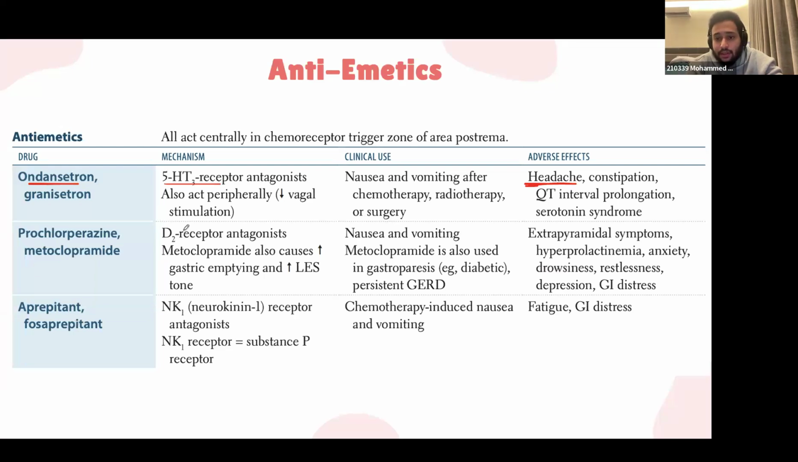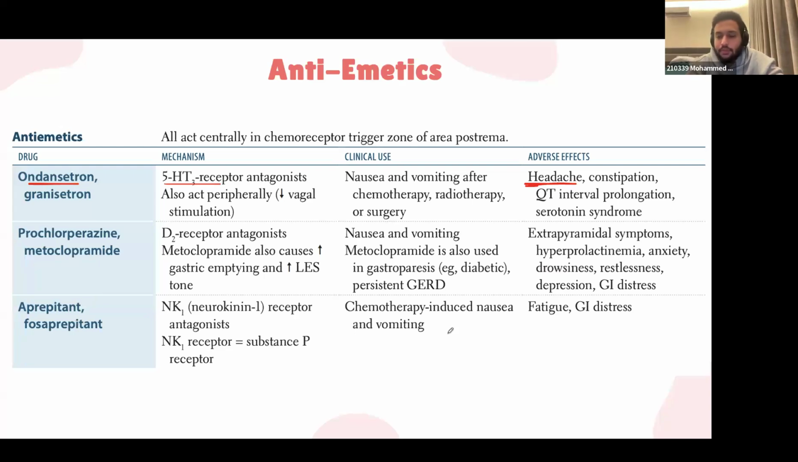Domperidone cannot. However, the area postrema and the chemoreceptor trigger zone are outside of the blood-brain barrier. That's why domperidone can be effective, okay? Aprepitant is a neurokinin receptor, the substance P receptor antagonist. This is one that you can usually use when you have chemotherapy-induced nausea and vomiting, okay?